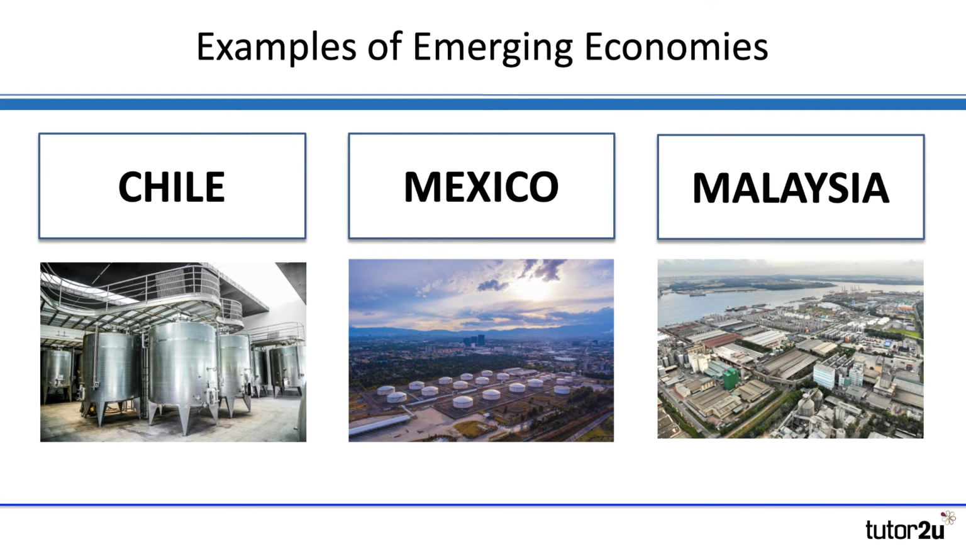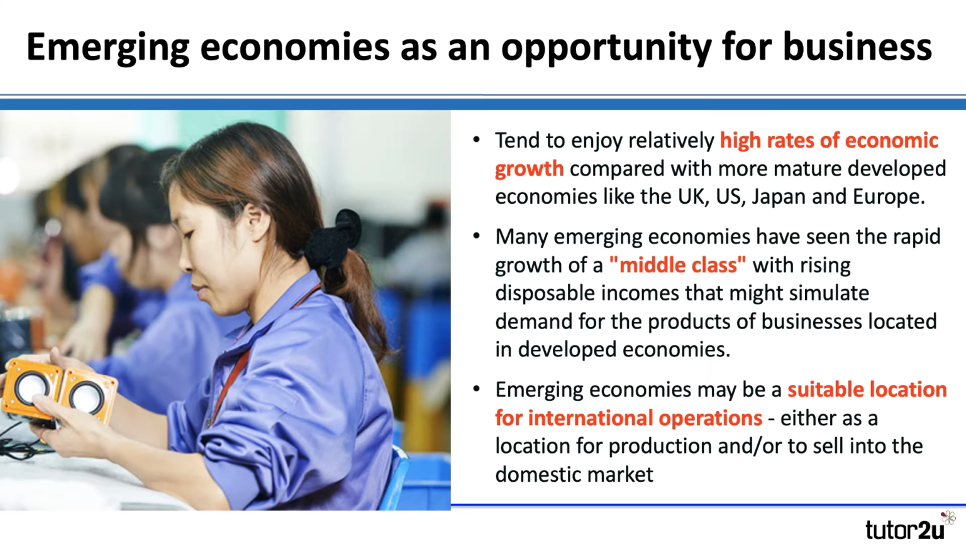There are lots of examples of emerging economies out there. Of course, China, Brazil, India have long been identified, and Russia as emerging economies. You might argue that in particular China is now a mature developed economy. Countries like Chile, Mexico, Malaysia and lots of others, Vietnam, are also good examples of fast growing emerging economies. Fast growing in the sense that their economic growth is over the longer term higher than more mature economies like the UK, like the US and Japan and Europe.